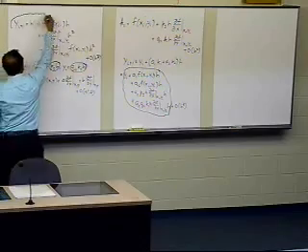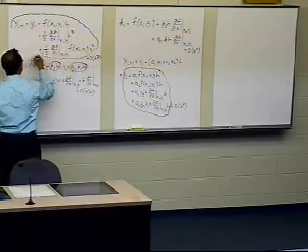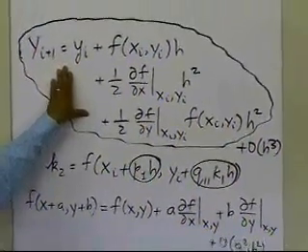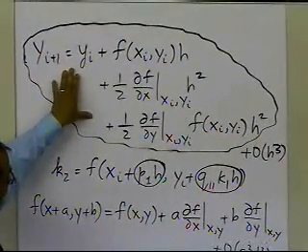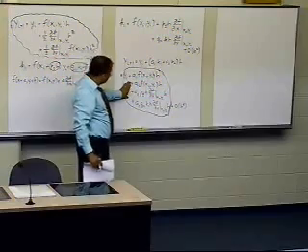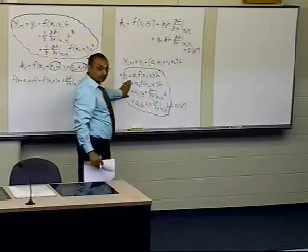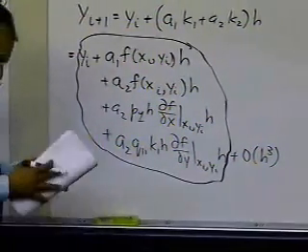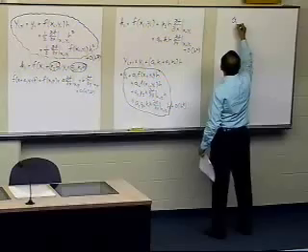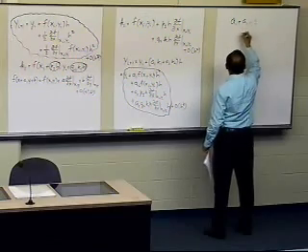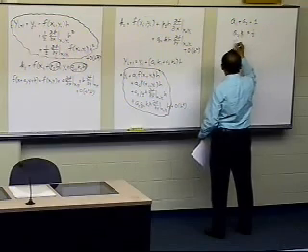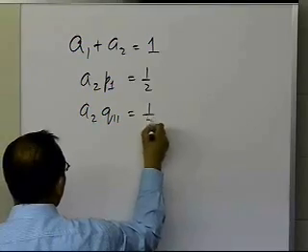So let me just take this here. This is something which I got previously, and this is one expression which I got, and then this is something which I got by using the expansion of the Taylor series of two variables right there. So once I equate the two, this is what I'm going to get. I'm going to get a1 plus a2 equal to 1, a2 p1 is equal to 1/2, and a2 q11 is equal to 1/2.